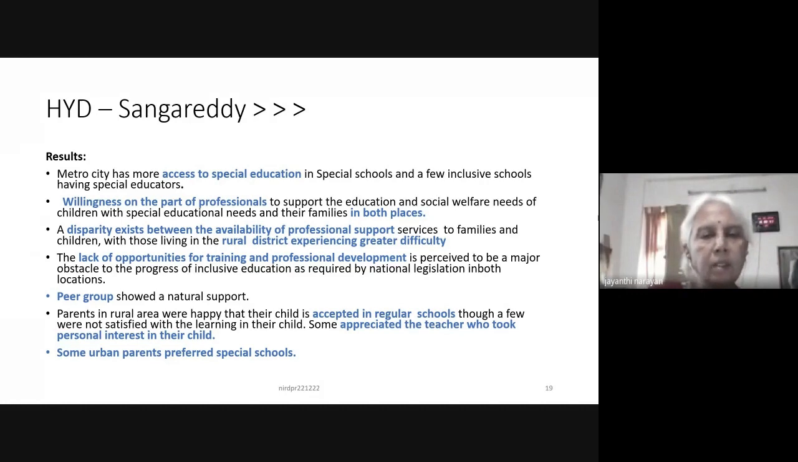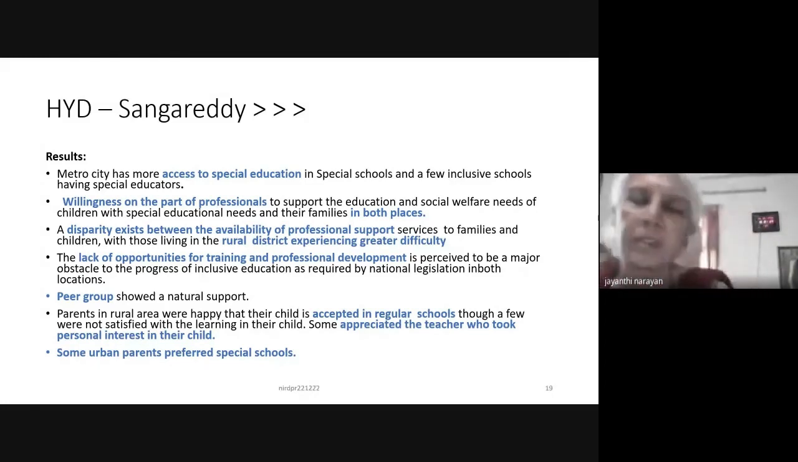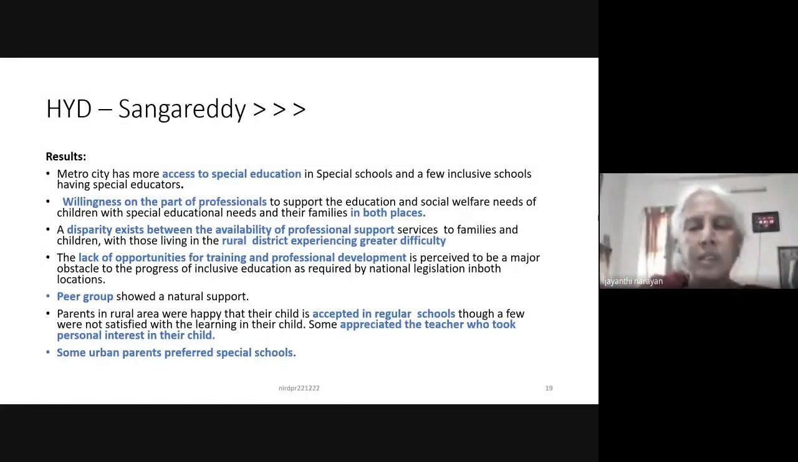In the results, we interviewed them, took time to get the responses, then transcribed the interview data, coded them, and then found the themes of responses that we got to answer the research questions. I'm only putting down here the key salient findings. So the metro city had more access to special education in special schools. Rural areas did not have as many special schools as Hyderabad city has. Obviously, it has not yet penetrated. The system has not yet penetrated into rural areas to give the children what they deserve to get.